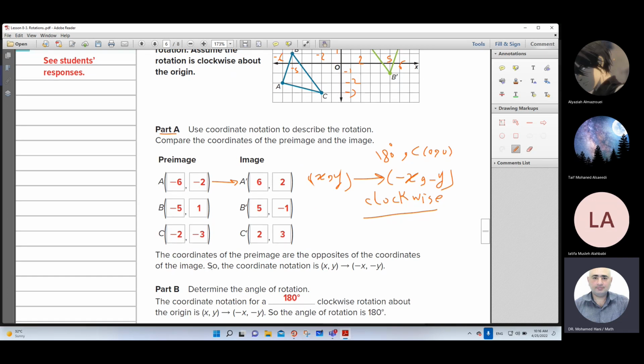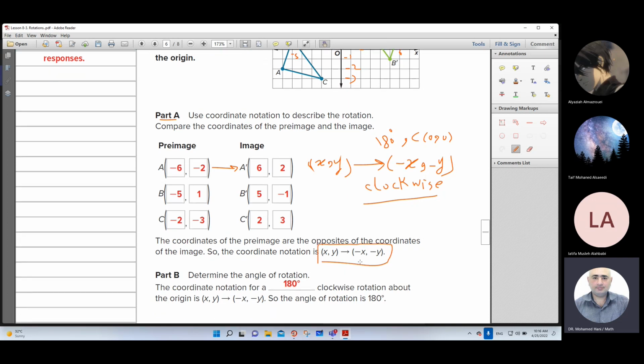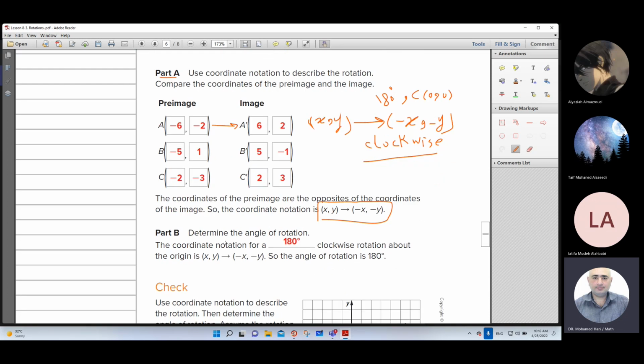So the coordinates of the pre-image are the opposite of the coordinates of the image. So the coordinate rotation is (x, y) will be (negative x, negative y). Then determine the angle of the rotation. In this case, the angle will be the coordinate rotation for 180-degree clockwise.